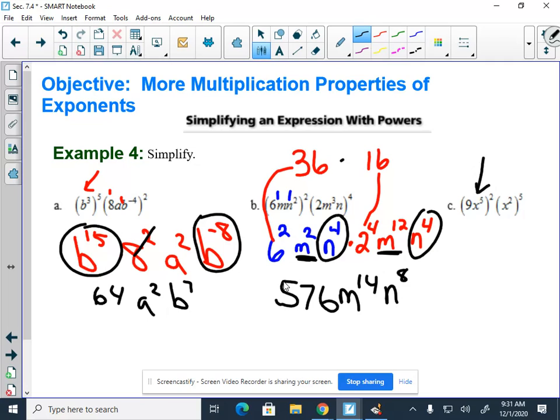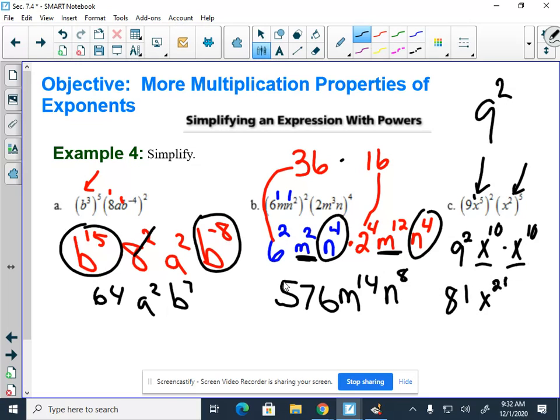All right, last one. Look at them separately. Do the parentheses first. 9 to the 2nd, because there's a 1 there. 1 times 2 is still 2. X to the 10th. The other one, 2 times 5 is x to the 10th. Grab your calculator. 9 squared. What's 9 times 9, someone? 81. 10 x's and 10 more x's make 20 x's. Thus endeth the lesson.